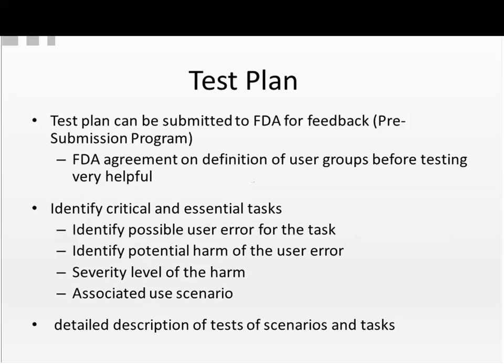As part of the test plan, you can identify critical and essential tasks. Identify the possible user error for the task. What is the potential harm of that user error and the severity level of the harm? And for those tasks, the critical and essential tasks, what are the associated use scenarios? The test plan would also have detailed descriptions of the tests, the scenarios and the tasks.